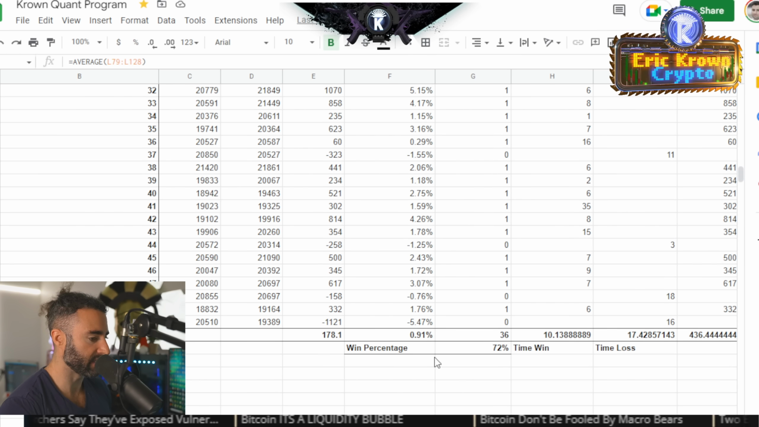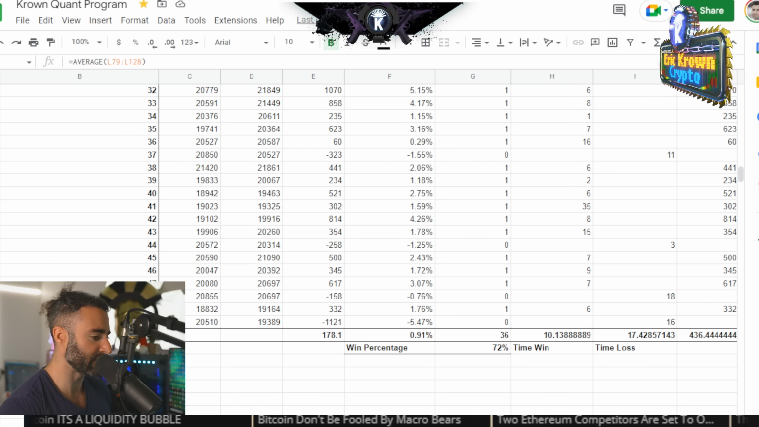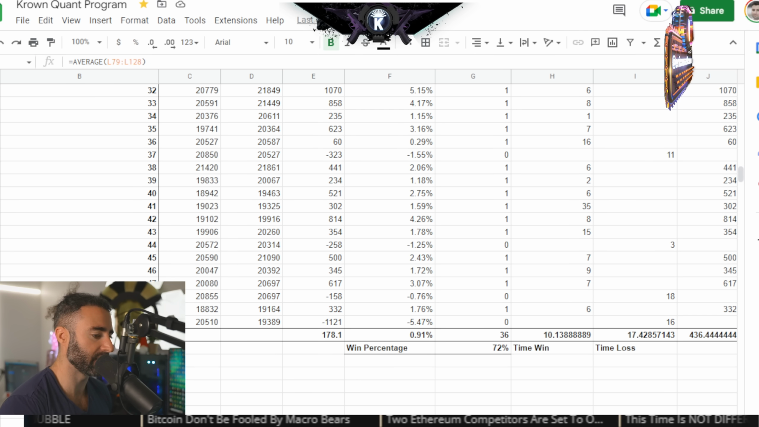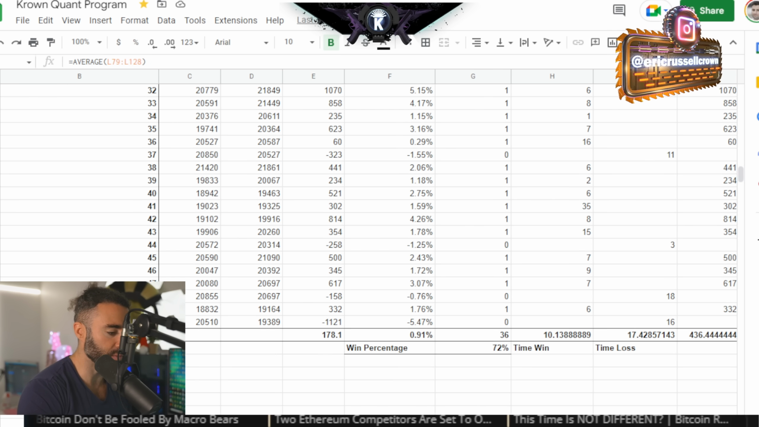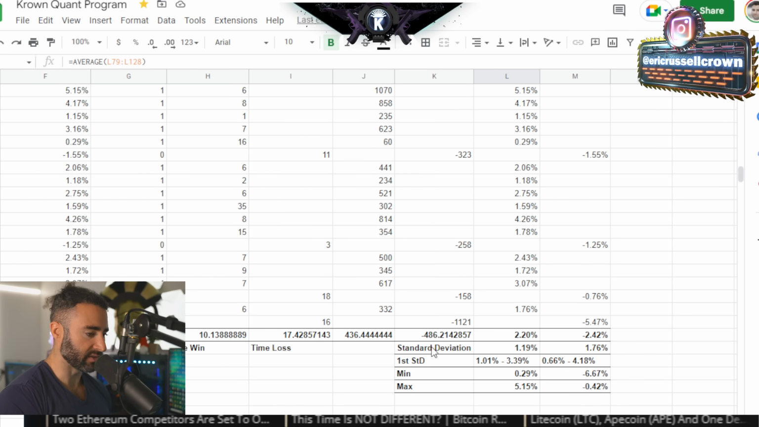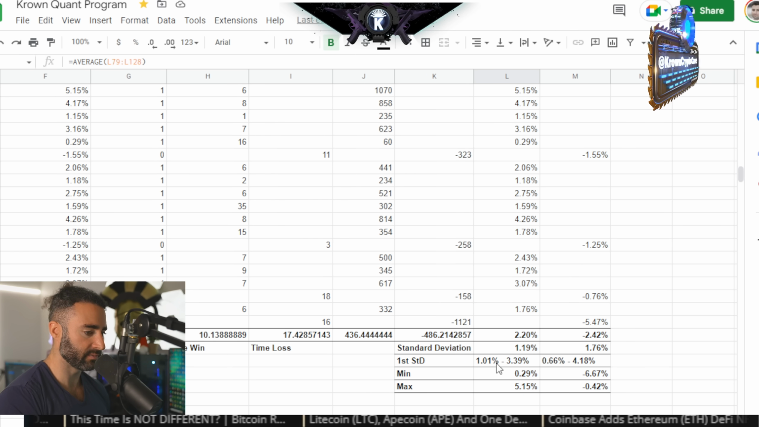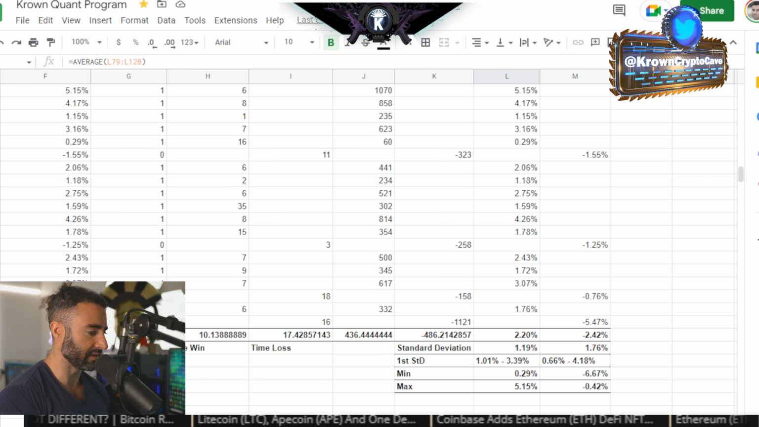What do you know? What's the win rate? It's 36 wins instead of 37, so this was a 72% win rate. Again, very, very close here. I imagine if I did another few more, probably would have averaged out a little bit closer to the others. Anyways, in terms of returns, 220 versus 242, first standard deviation, min, max, you get the idea.